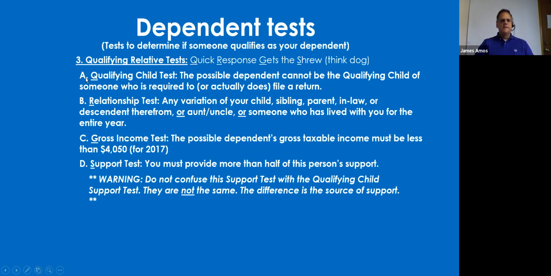So the Q in quick stands for qualifying child test. That should sound familiar. Isn't that what we just did a moment ago? What this is saying is that the possible dependent, the person you want to claim, cannot be the qualifying child of someone who is required to file a return or actually does file a return. For example, let's say you want to claim your nephew, but your sister, his mother, is actually filing a tax return and has every legal right to claim that child. In that situation, that person is filing a tax return and could claim your nephew. Therefore, you cannot claim your nephew.